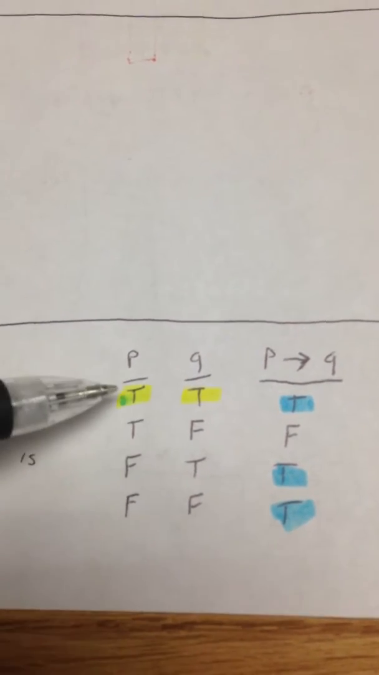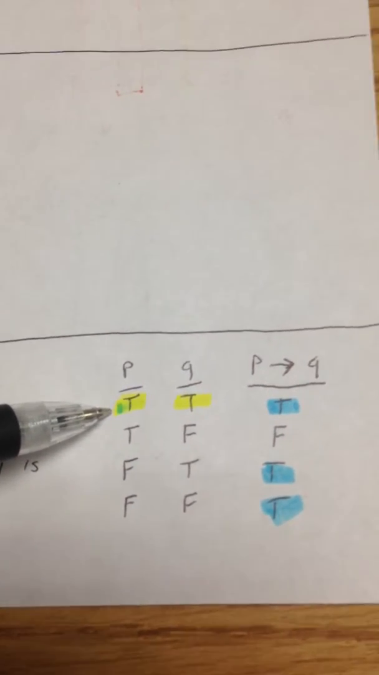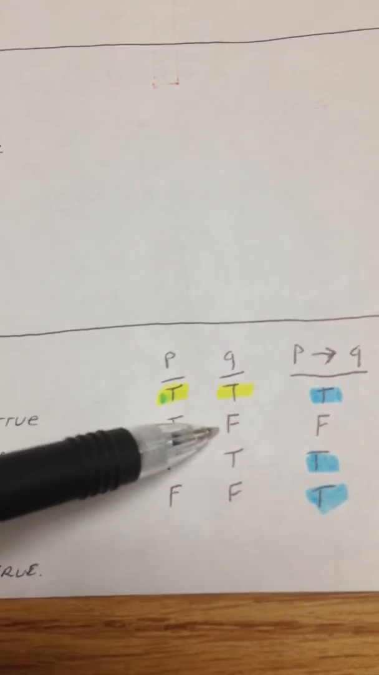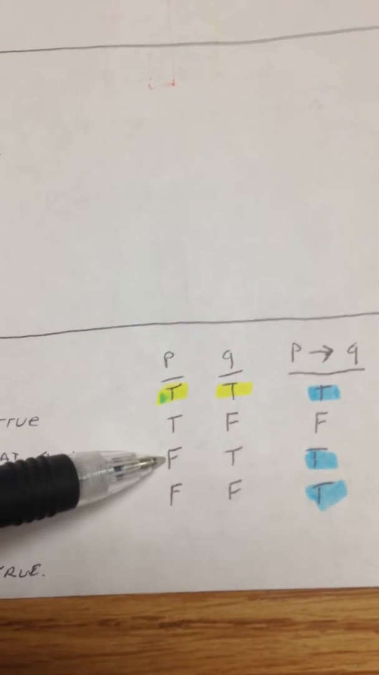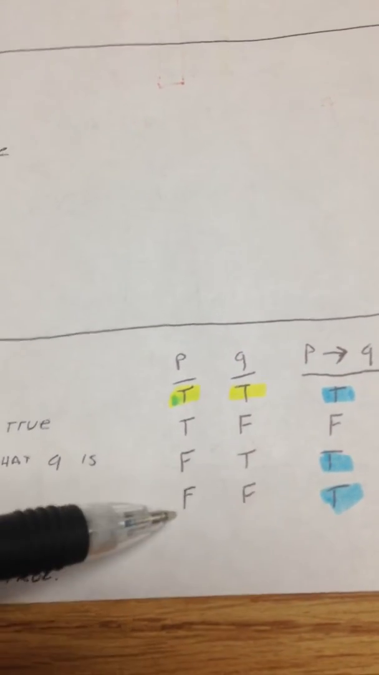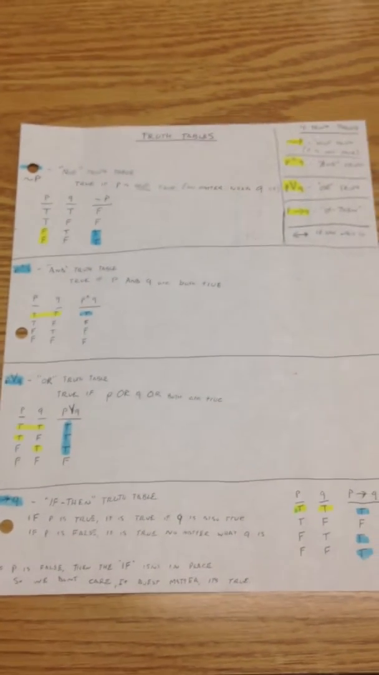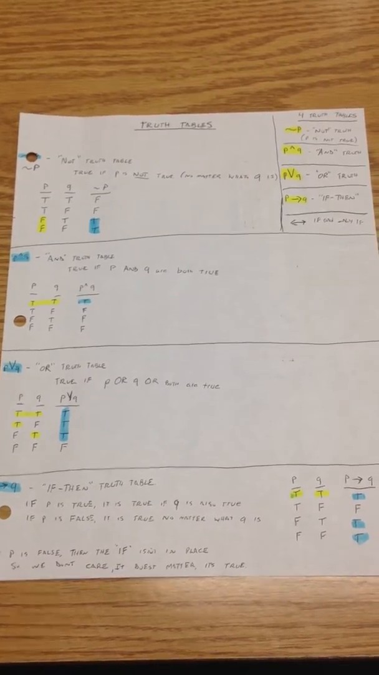P is true, so in order for if P then Q to be true, Q also has to be true. So that's true. True, but Q is false, therefore if P then Q is false. False, it doesn't matter, so it's true. False, again it doesn't matter, so it's true. So that's kind of the basics for the rules. I'll kind of freeze on that a little bit just to give you an idea, and you can take notes if you pause the video and whatnot. So you're good there.